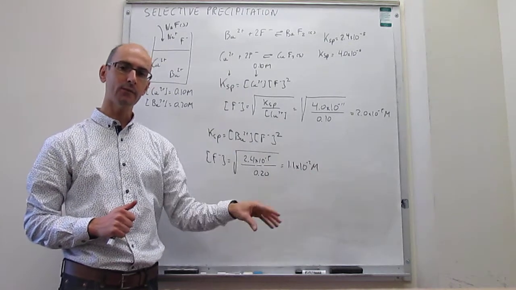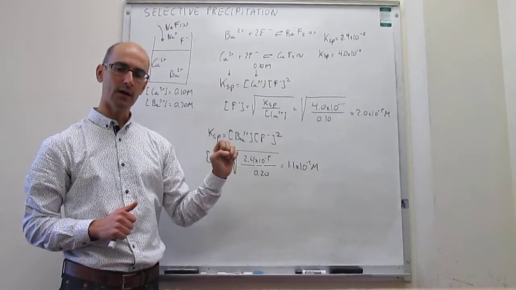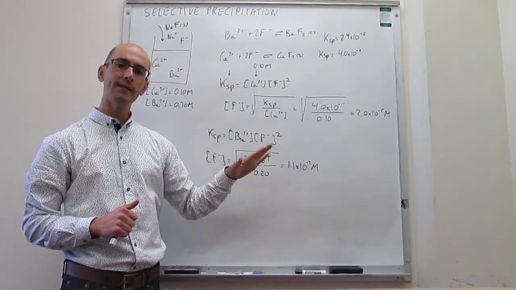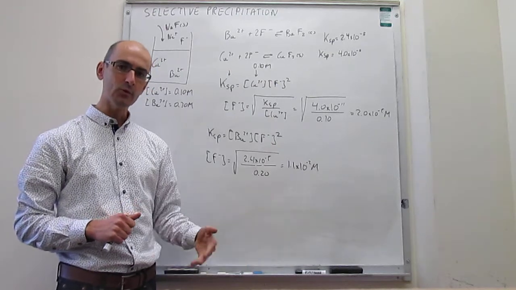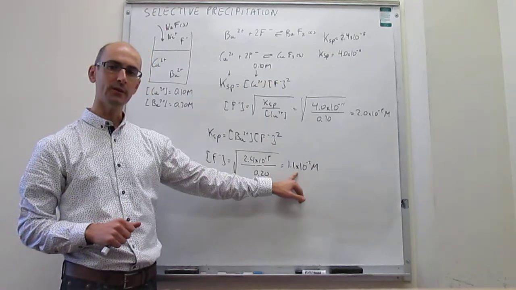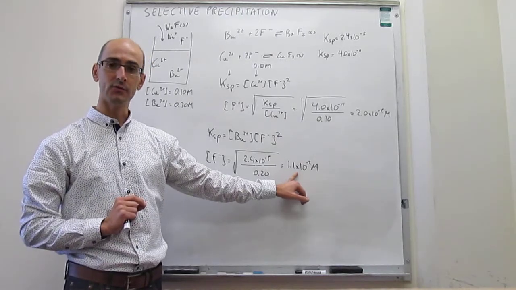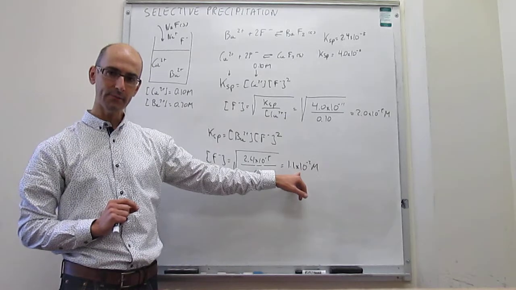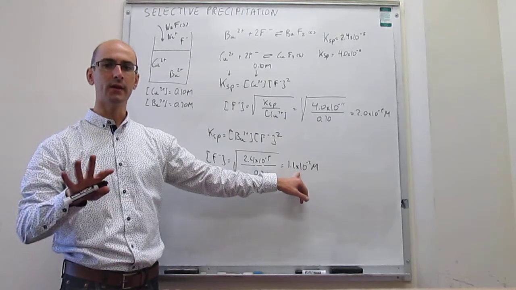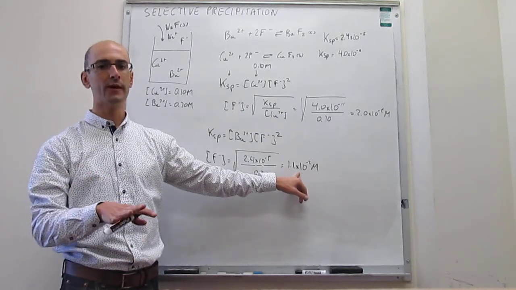Okay, so as you add that fluoride, the calcium will continue to precipitate, and that means that calcium starts to be removed from solution. Eventually, you add enough fluoride that you get to this point, and at that point, you will start to see as well the precipitation of barium fluoride. Okay, but if you stop right at that point, you can clearly separate the calcium fluoride from the barium fluoride.